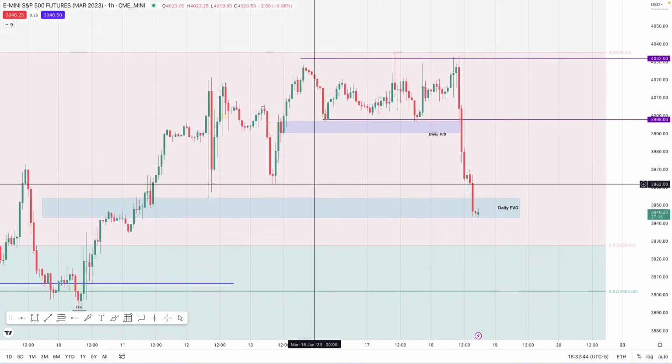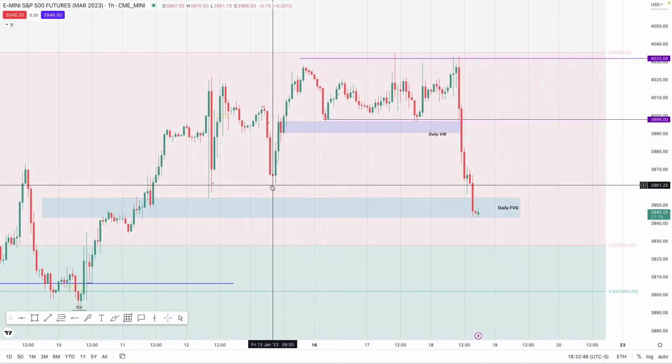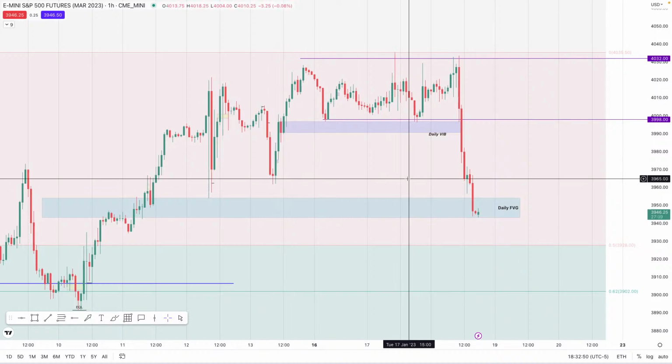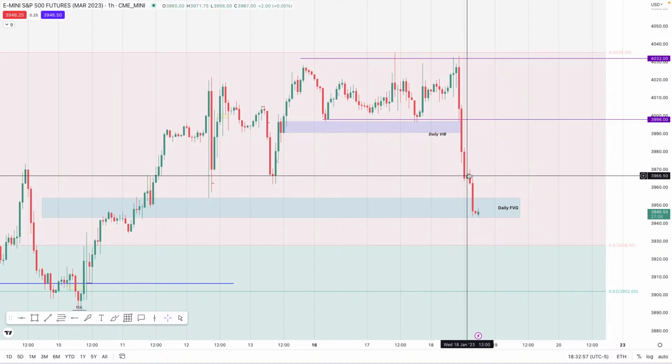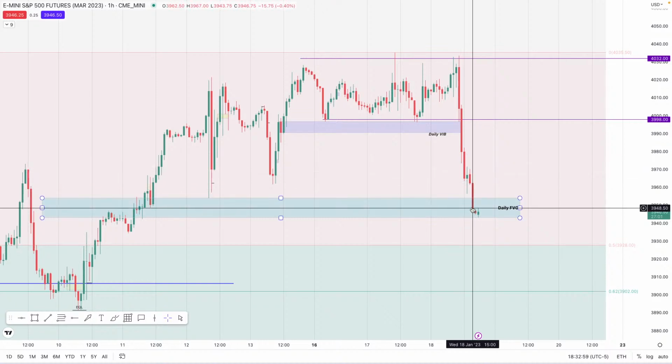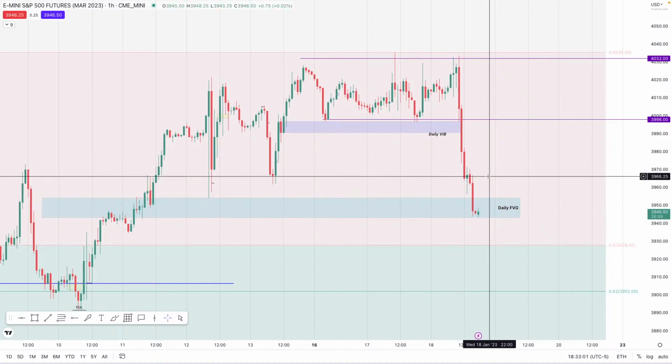Here's another good point of interest. These equal lows right here. And you notice how price went back up after it took this out. That's where we had the biggest retracement, and then boom, down to where it needed to get to.